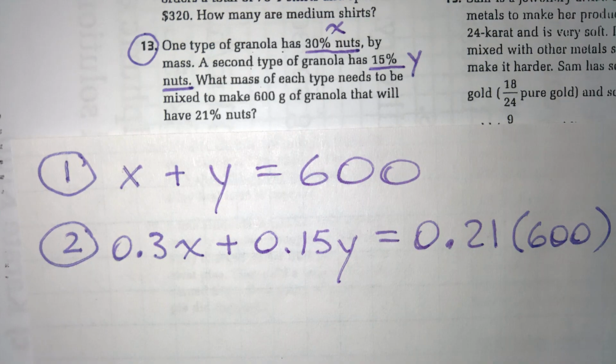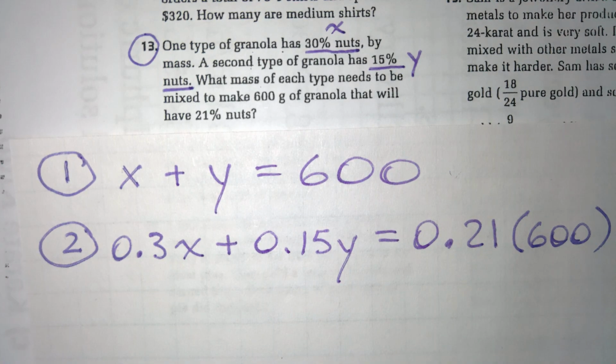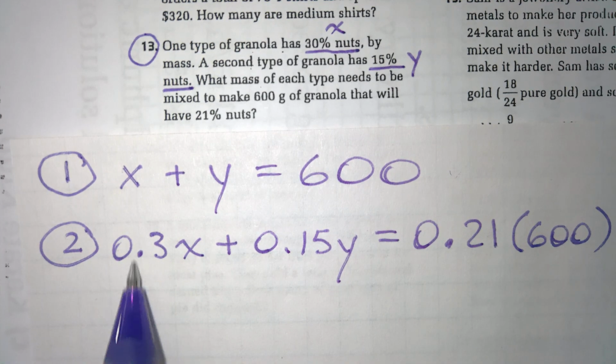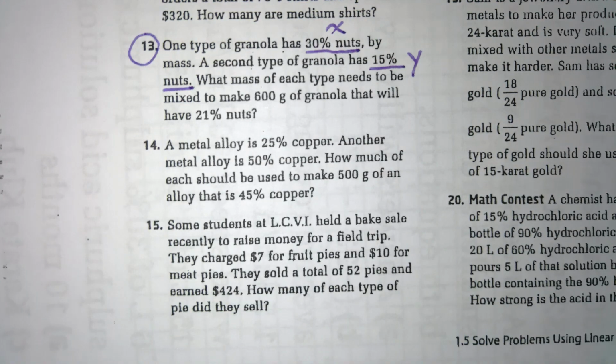So the key to all these word problems is remember the very first equation is the total. Like 99% of the time, the first equation is just the total. The second equation deals with either the percent or the cost or the speed stuff. Okay. So those were the homework questions.